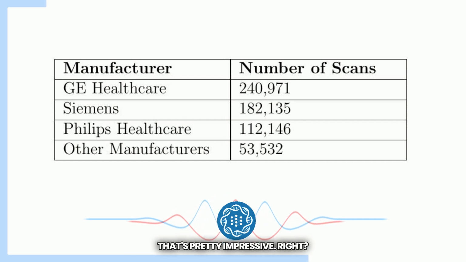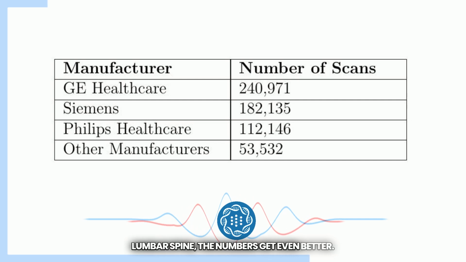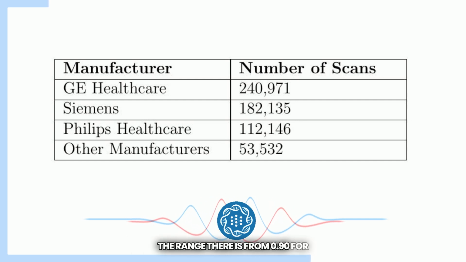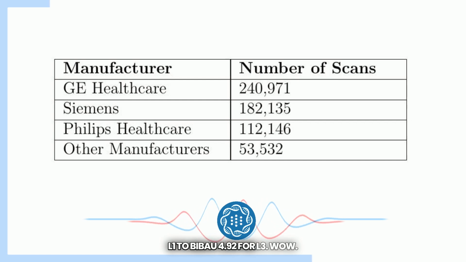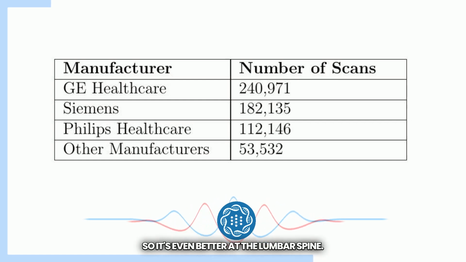That's pretty impressive. Right. And then when you look at the lumbar spine, the numbers get even better. The range there is from 0.90 for L1 to about 0.92 for L3. Wow, so it's even better at the lumbar spine. Why do you think that is?